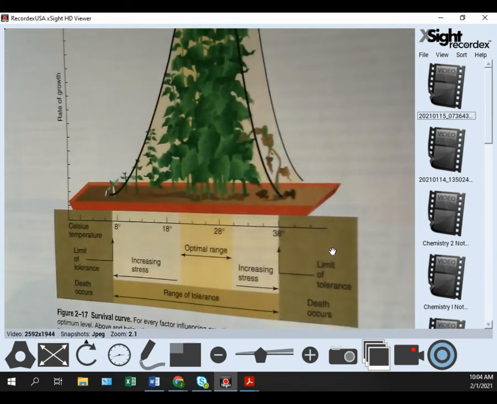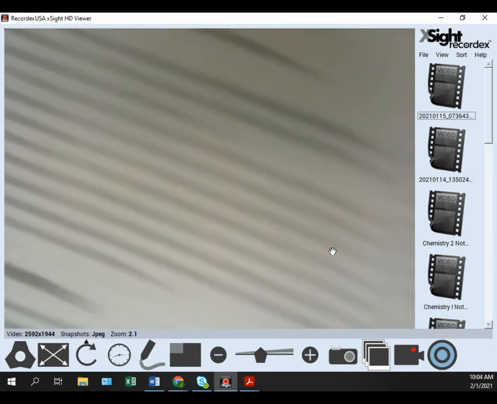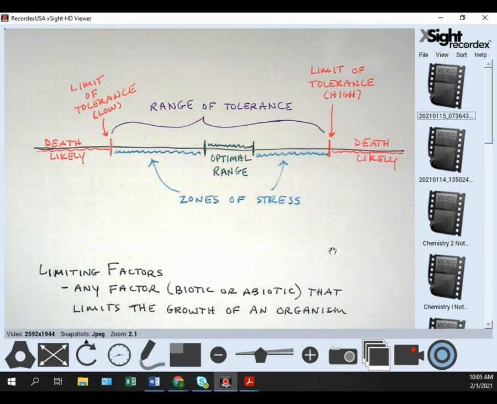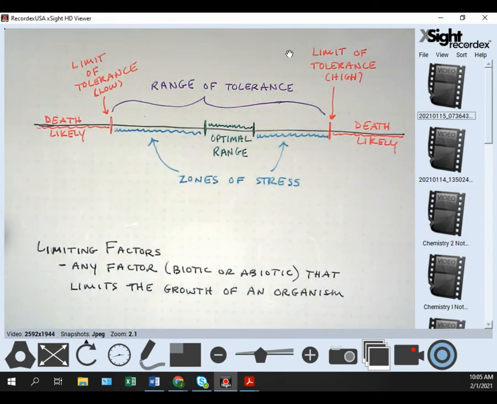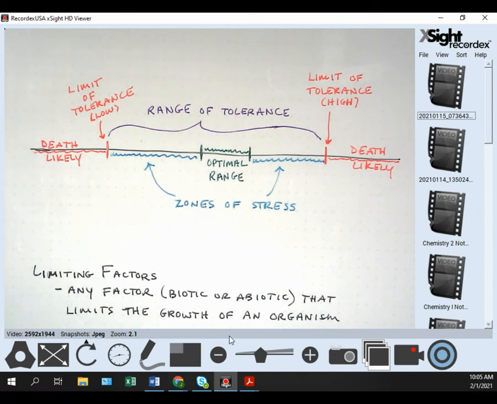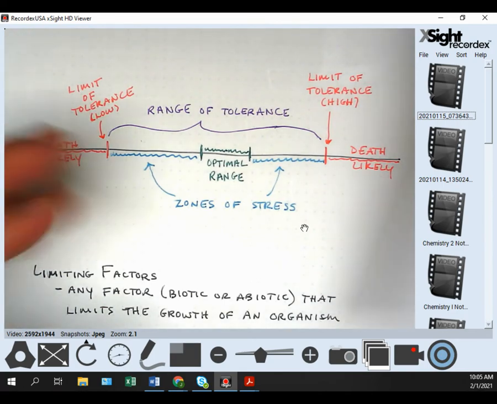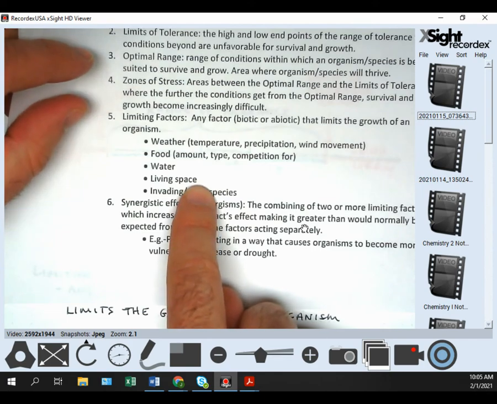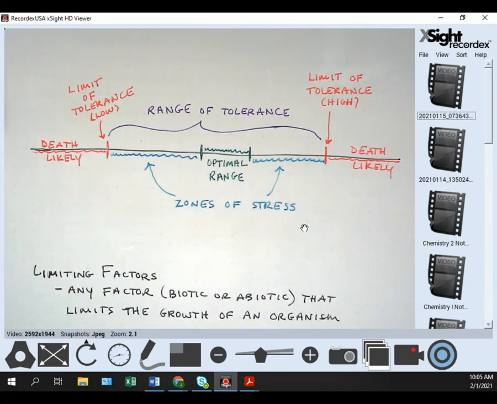Okay, so just remember, the one thing that's important to remember is that this whole thing about range of tolerance, limits of tolerance, zones of stress, optimal range, all of this is talking about limiting factors. You can do this for any factor that would potentially limit the growth of an organism. So all those examples, you could do a range of tolerance idea for that.